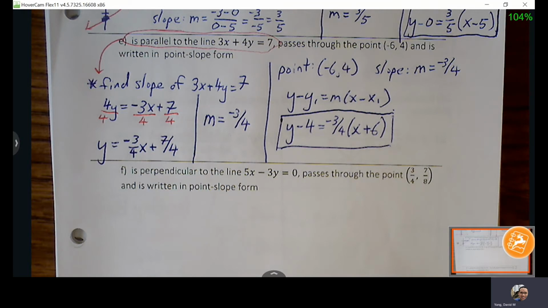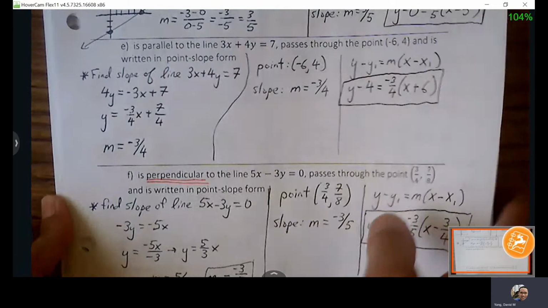That's already inside, isn't it? All right, good job, guys.